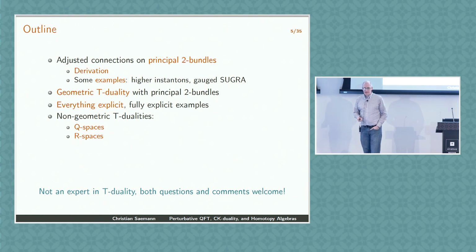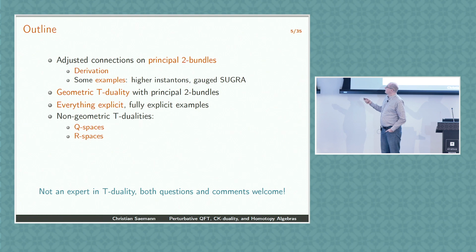Okay, so the outline is I first review adjusted connections on principal 2-bundles. I give a derivation or motivation for where they come from, just an overview over this, and it's all very down to earth. Then I give you some examples. Also, the challenge is now to make connections to this diagram that we saw before. So I have to talk a little bit about higher instantons. And then I show you an example which you may be interested in also from a physics perspective, namely how to get the curvatures of gauge supergravity in a very, very nice and elegant manner.